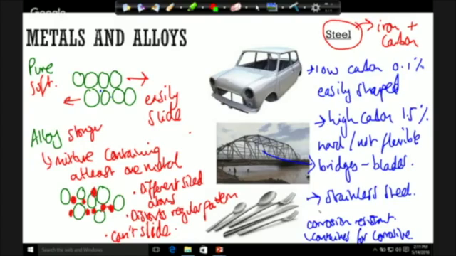And stainless steel is a little bit different. So as well as the carbon in there, it will also have bits of other metals, like chromium and maybe nickel. So that stainless steel has an alloy of different metals in as well. So that is your summary of metals and alloys.